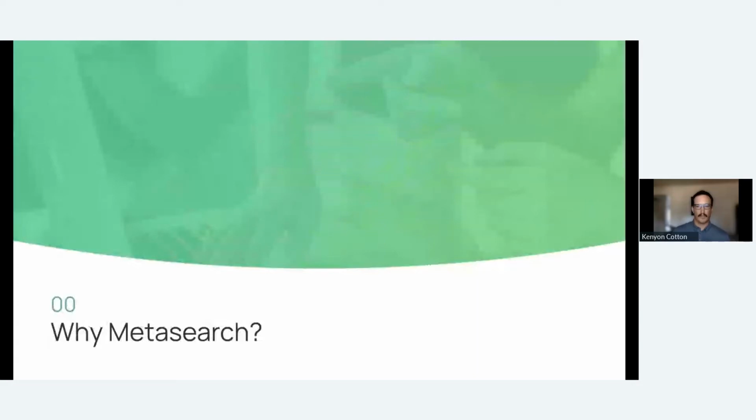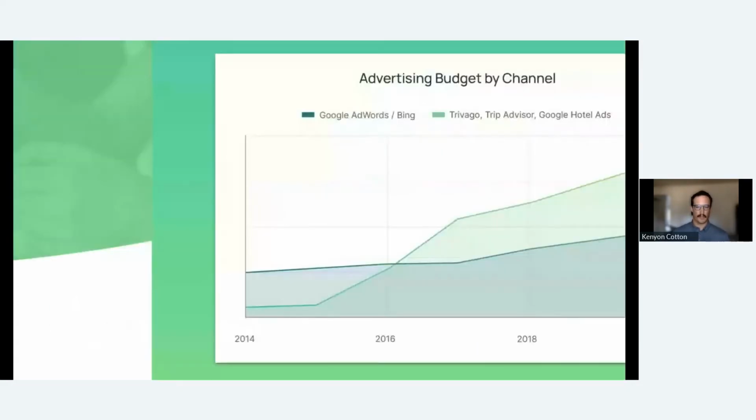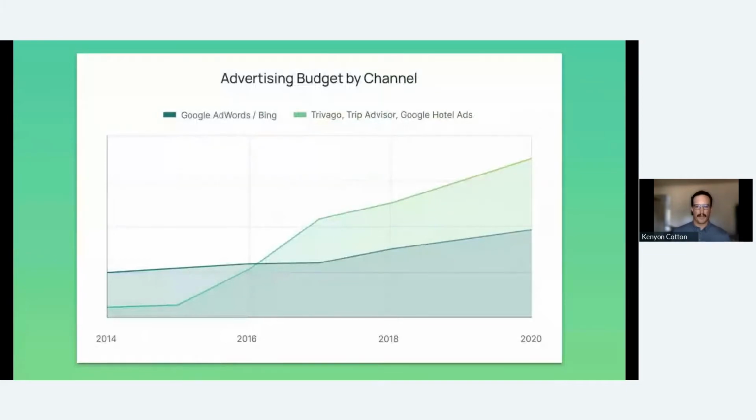So globally, we're seeing a lot of hoteliers shift and increase their focus on their Metasearch strategy. This graph here actually shows budgets globally by channel. This lower portion here is Google AdWords and Bing combined, and this is for hotel campaigns. And this top portion is Trivago, TripAdvisor, and Google Hotel Ads. So you can see back in 2020, it was nearly double in terms of spend by hoteliers globally. And now, in fact, it is more than double. So we're just seeing a ton of advertising budgets move into Metasearch for some time now.